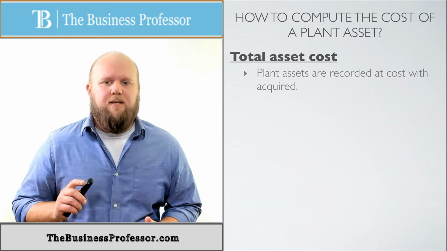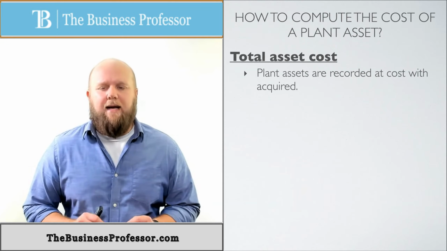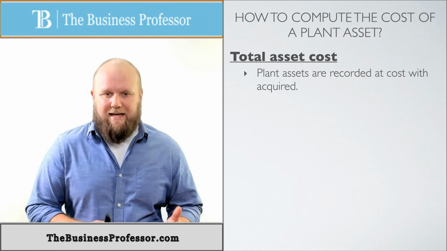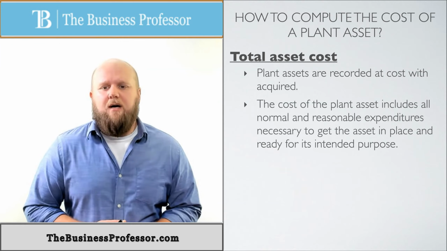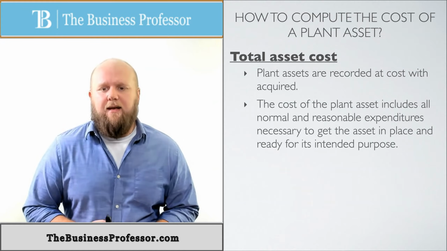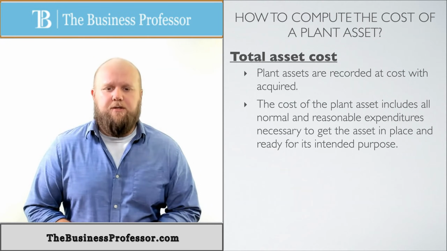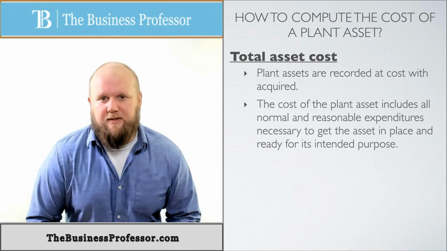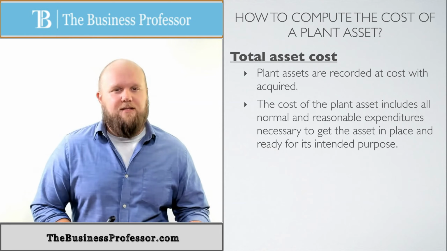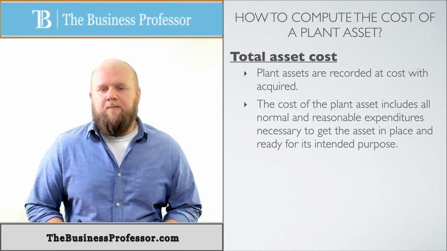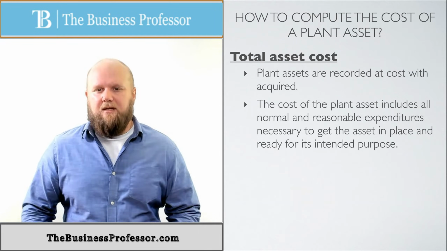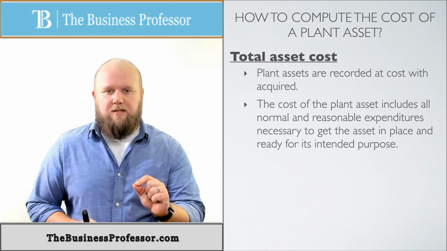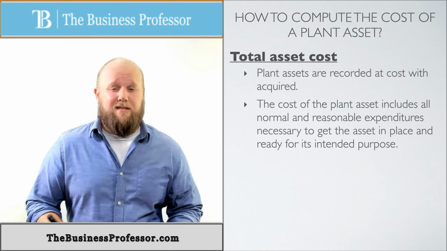Total asset cost: plant assets are recorded at cost when they're acquired. We remember that that's the measurement principle that says that we put it at cost. This is the cost of the plant asset, and it includes all normal and reasonable expenditures necessary to get the asset in place and ready for its intended purpose. So it's not only the invoice cost, it's much like what we talked about with the inventory. It's not only invoice cost, but there's other things that go in there. And you've got to be able to identify what is being used to calculate the TAC and what is not.